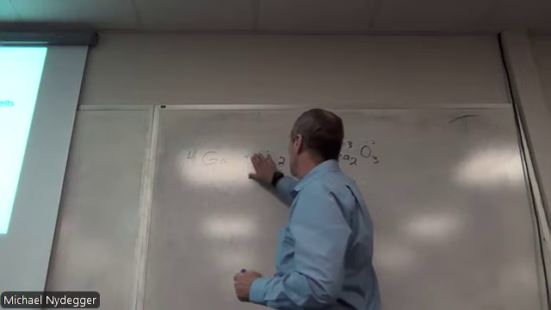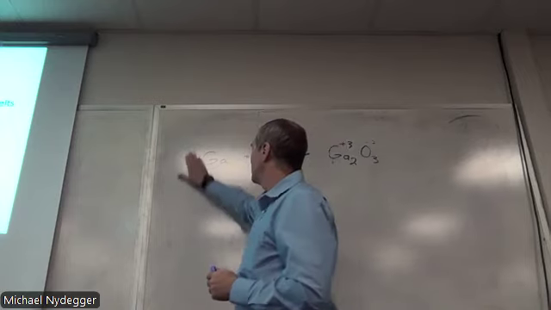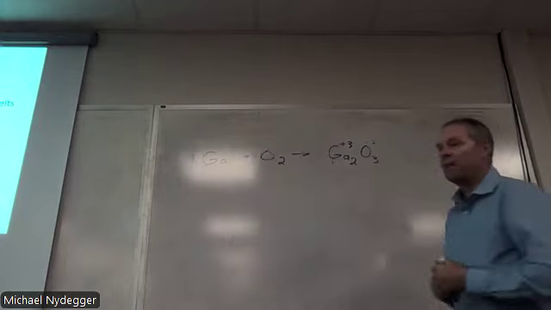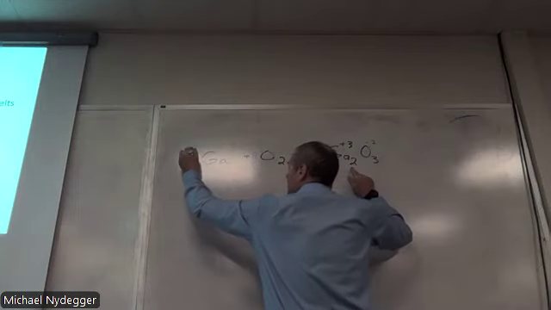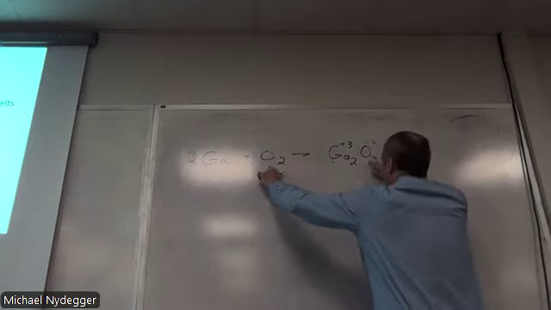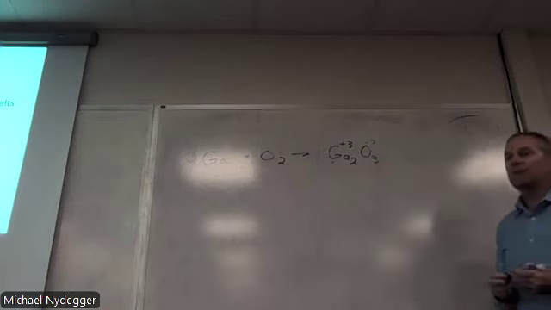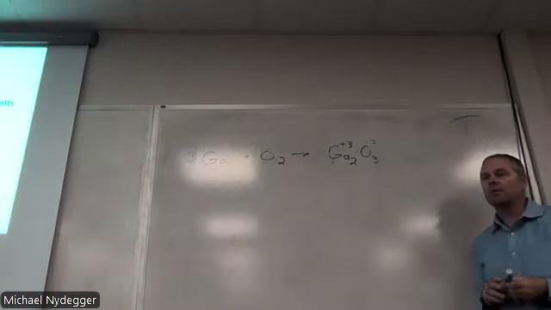If I just leave it as this, that's probably good. How am I going to balance this? If we have 2 galliums, now I have 2 oxygens and I have 3 oxygens. How do I get them to be the same?